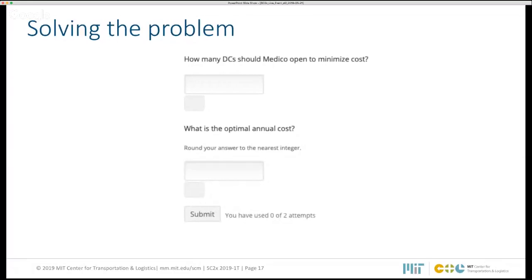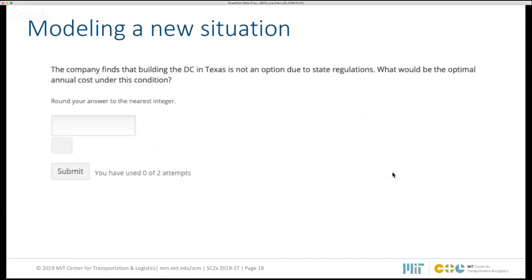And this additional situation is the following. The company finds that building the DC in Texas is no longer an option due to some regulations. So Texas is no longer an option, and we are not able to open a DC there. So we have to model this and come up with the optimal annual cost under this situation.